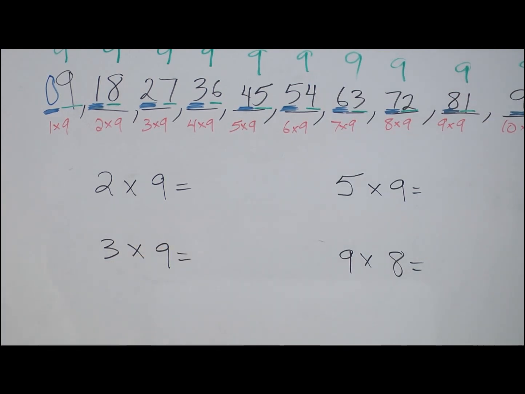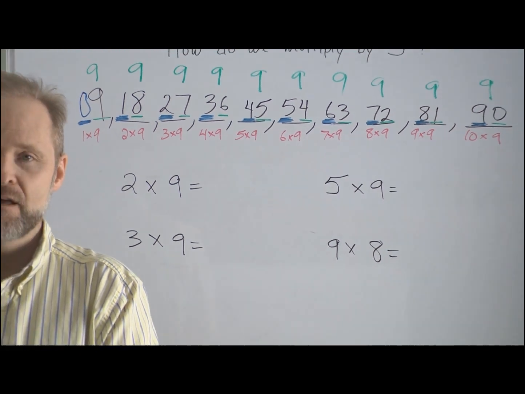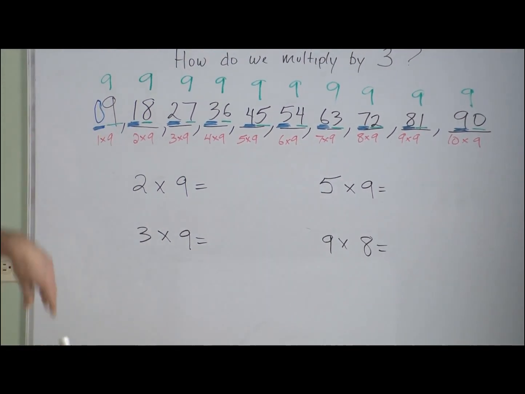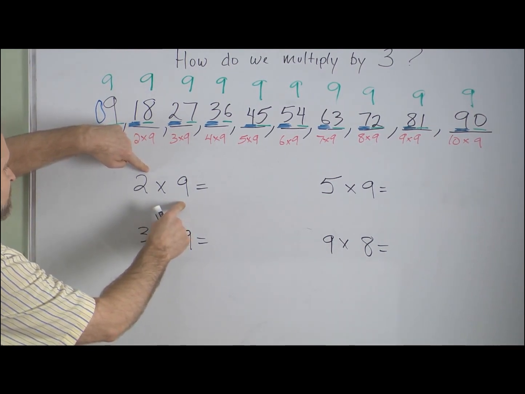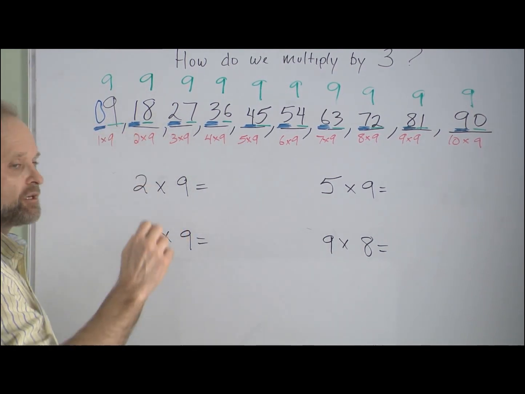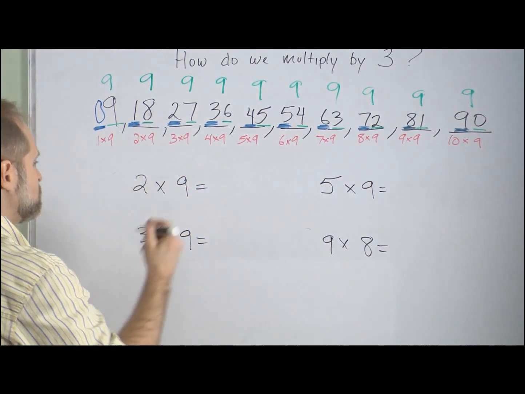Please pause the video and we'll go through these shortly. All right, let's see how everything went. Here we have two groups of 9. And if I skip count by 9, I'm going to think to myself 9, 18. They're my two groups. So this will be 18.